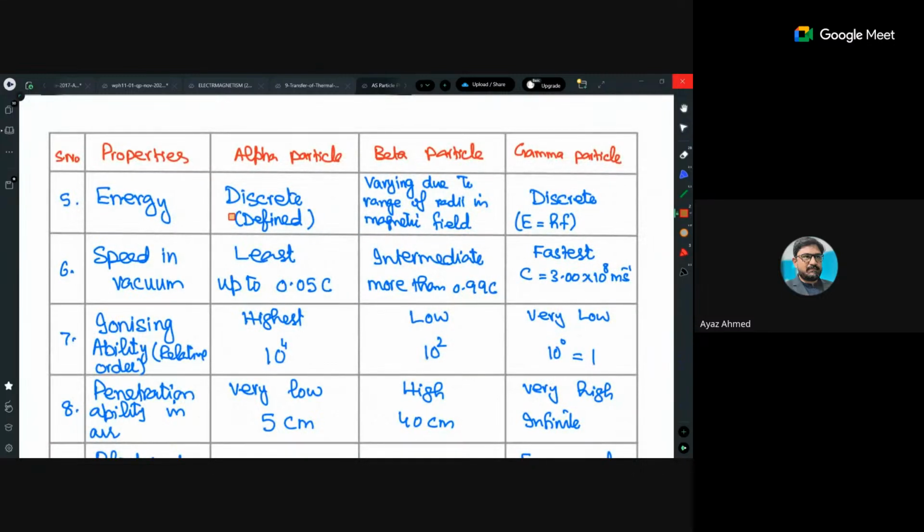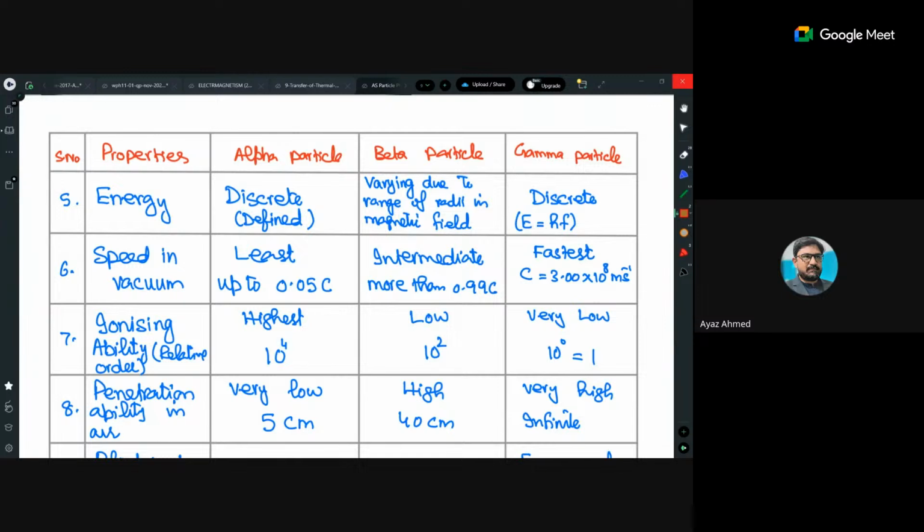So here, for the property energy, alpha has a discrete energy level. Discrete energy level means some specific amount of energy. Beta particles have a variable energy range because of their kinetic energy, because of their velocities, emitting out from different nuclei. Then gamma radiations have a discrete energy level, which is basically E equals hf. We will discuss that in quantum. Then speeds: alpha is almost 0.05 c, that is, 5% of the speed of light.